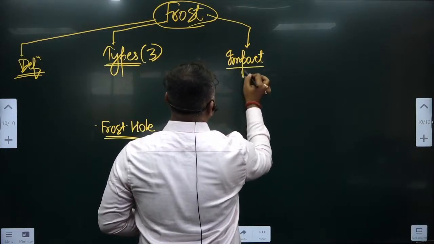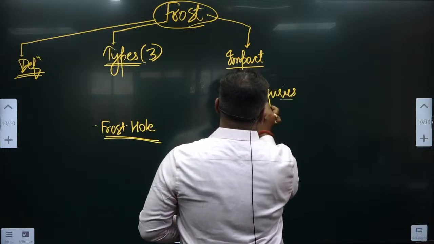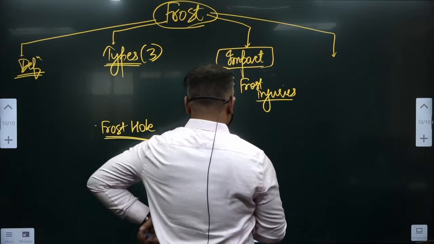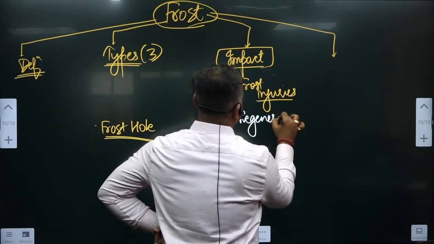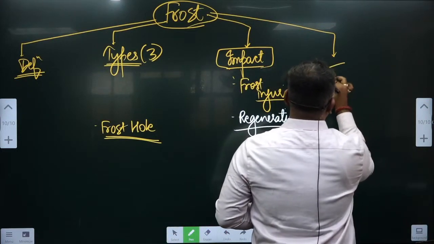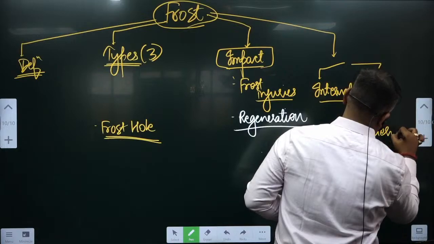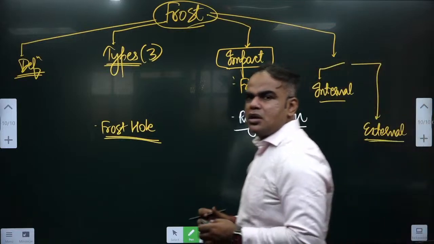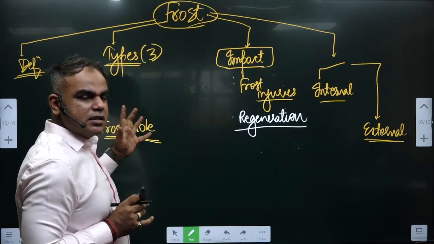Then we'll see the impact of frost, which basically means we'll talk about the frost injuries. Then in the impact we can also say the overall impact on the regeneration, and then we'll also have a look at the internal and external factors which determine the frost resistance, and these are 2 parts that have been asked many a times. So one is the damage that frost causes, then the frost resistance.